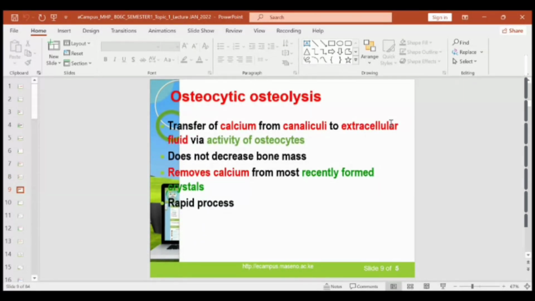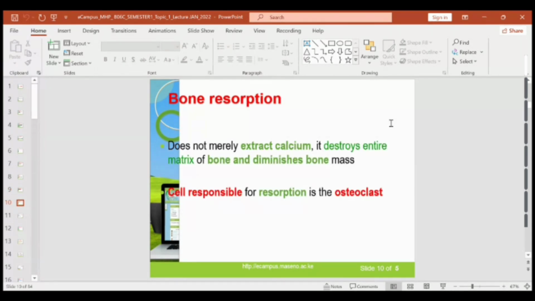So let's see how the first two, the osteoblast and osteocyte, because they have receptors, regulate the homeostasis of calcium. The transfer of calcium is because of the activity of the osteocytic osteolysis process. The osteocyte transfers calcium from the canaliculi into the extracellular fluid, and that transfer doesn't break down the bone. It is only a transfer of calcium without breaking down the bone mass. That distinguishes it from the other form, which occurs, for example, during menopause.